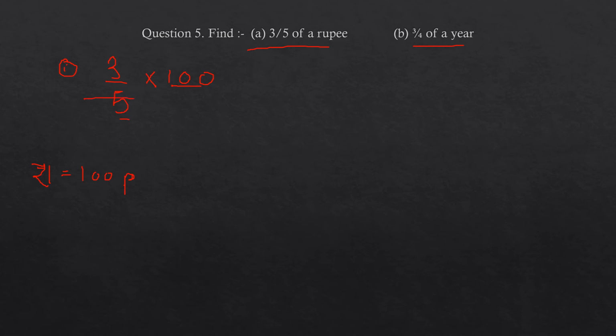So 5 divided by 5 gives us 1, and 100 divided by 5 gives us 20. Now we are remaining with 3 into 20 in the numerator, and in the denominator we are having 1. So 3 into 20 gives us 60. 60 by 1 is equal to 60. Therefore 3/5 of a rupee is equal to 60 paise.